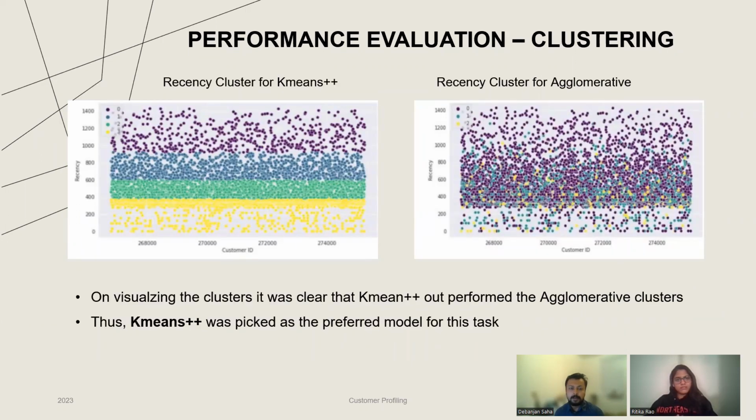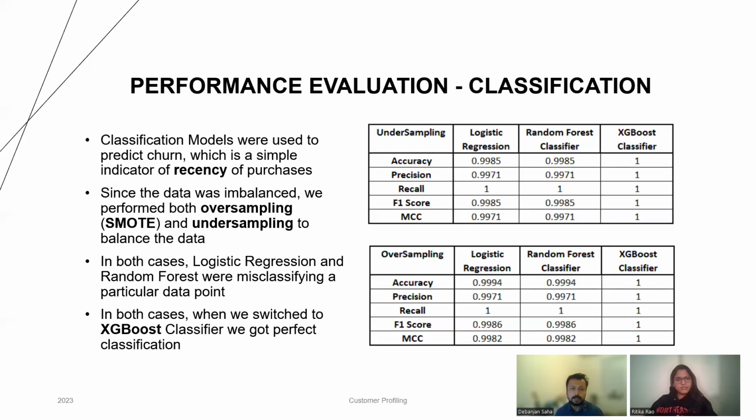Now here we see how we can separate the clusters based on recency using k-means and agglomerative clustering, and we can see that k-means is able to uniquely separate the clusters, whereas agglomerative is not. So clearly, we chose k-means for this task.